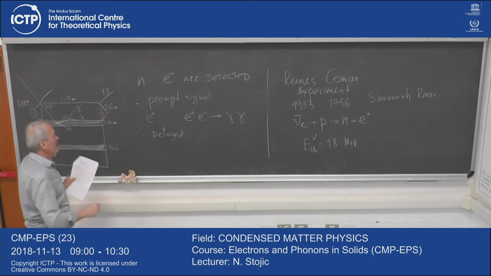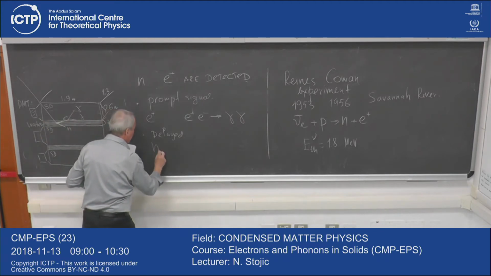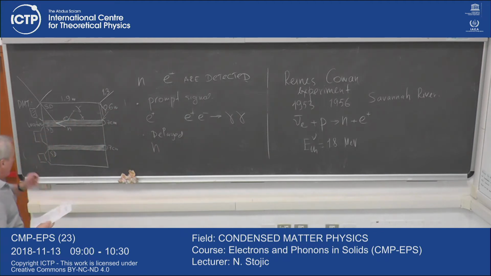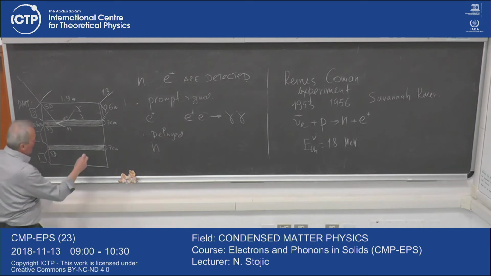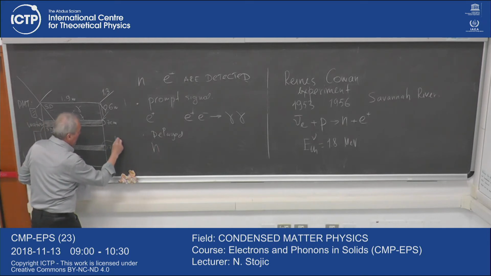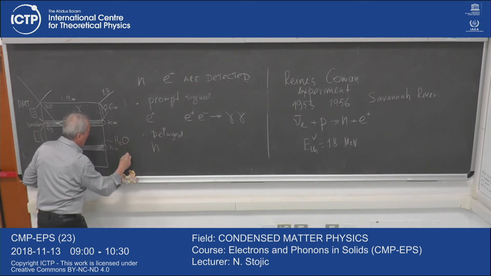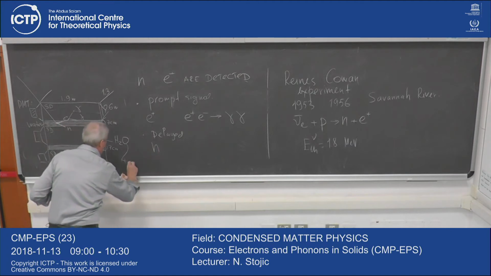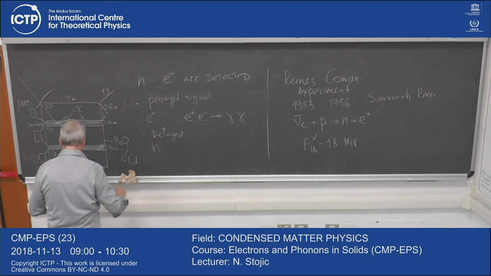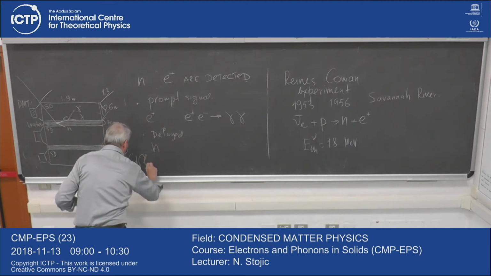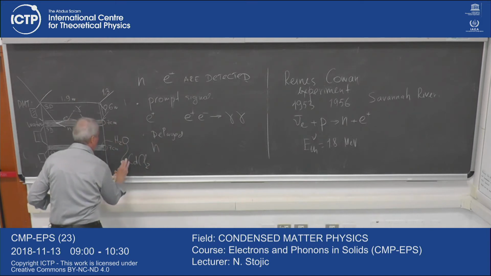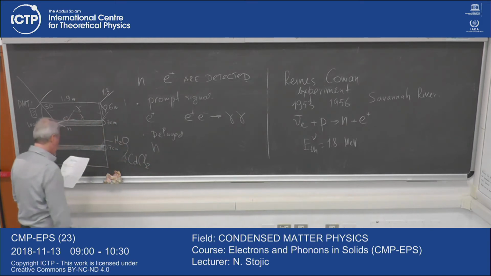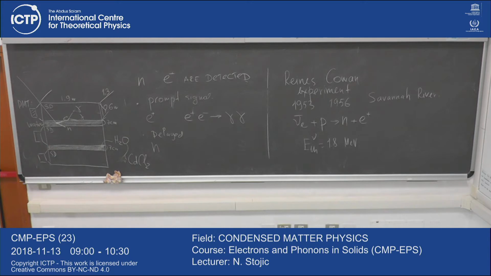And this delayed signal is produced by neutrons. By the way, what is filled in here is water, and cadmium salt has been added to the water, cadmium chlorine 2. So, cadmium salt. Nowadays people are also using gadolinium for this detection of neutrinos.